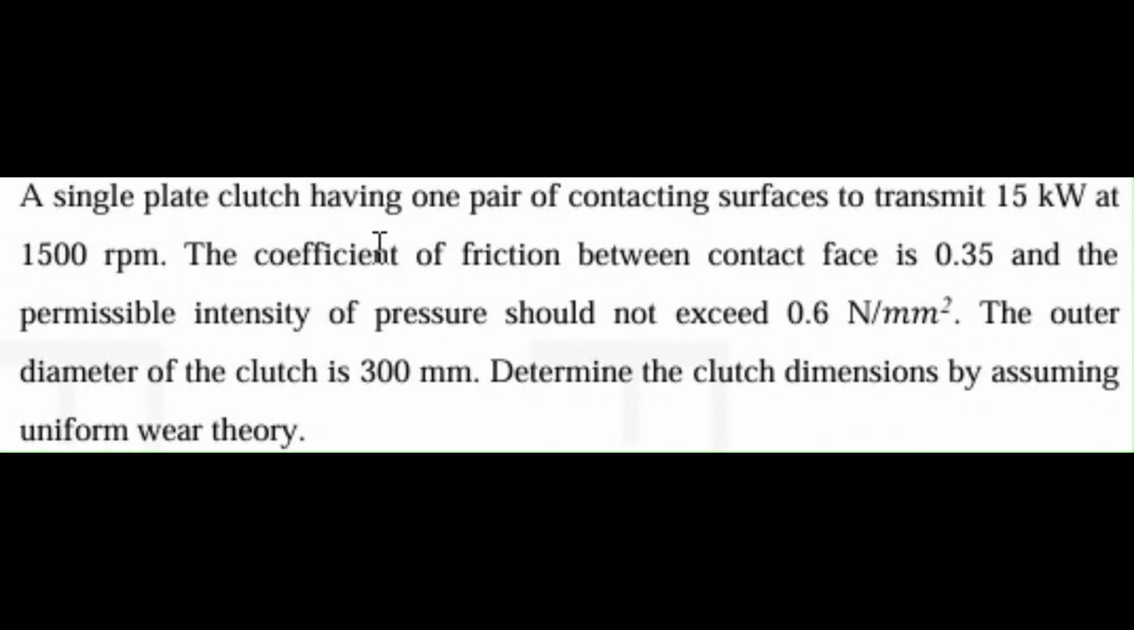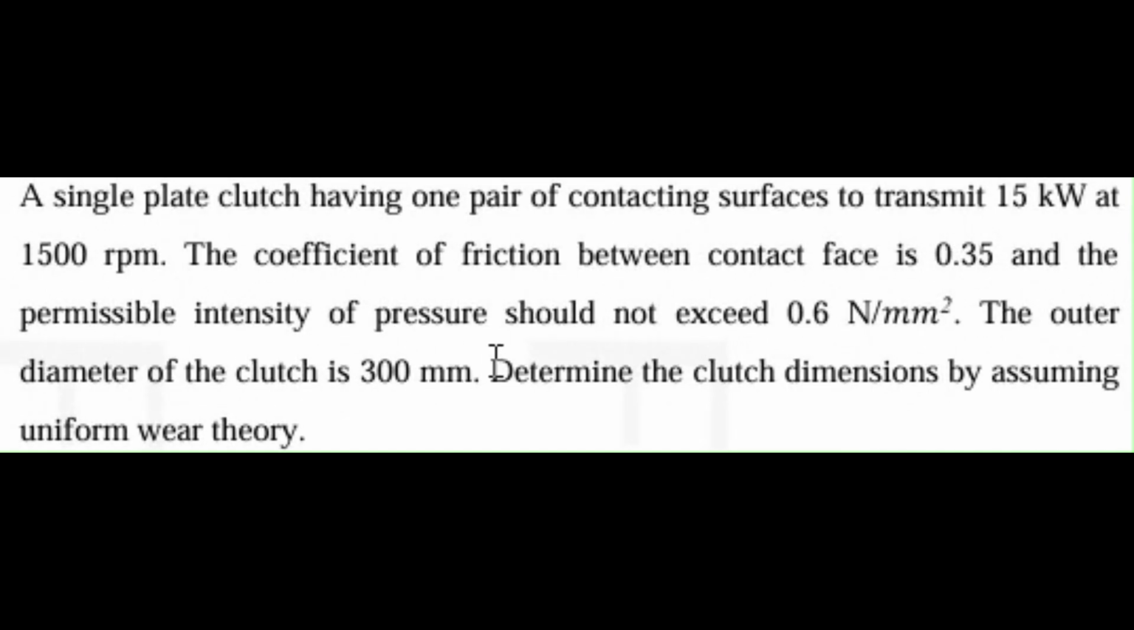So a single plate clutch has one pair of contacting surfaces. That means it has two contacting surfaces. It is used for transmitting 15 kilowatt power at 1500 rpm. The rpm n is 1500. The coefficient of friction mu is given as 0.35.